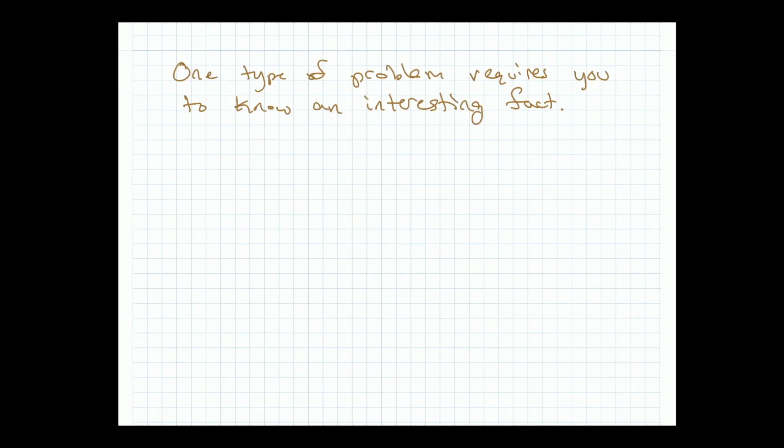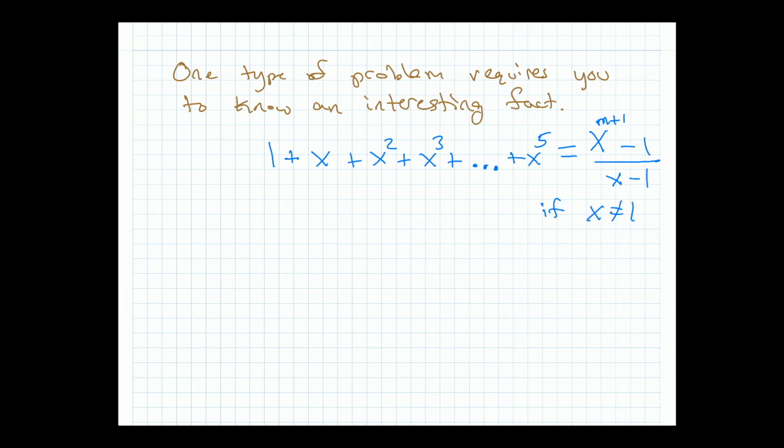So let's say I take these numbers. Let's say I go 1. Actually, I don't like that color. What color is a good color? Blue. 1 plus x plus x squared plus x cubed plus ... plus x to the m is equal to x to the m plus 1 power minus 1 over x minus 1, and this is if x is not 1.